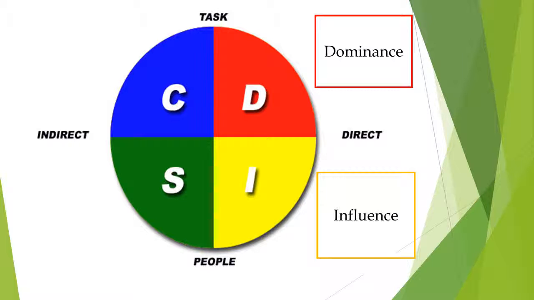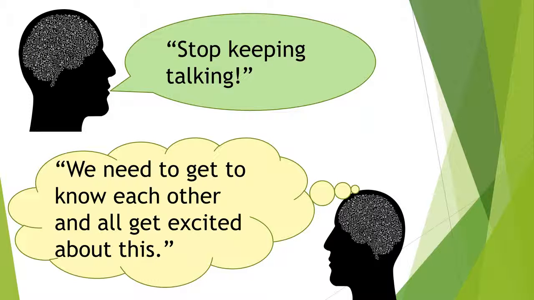To connect well with someone with a primary I style, give them opportunities to express their opinions, listen to and recognise them for their input. If possible, give them a public forum. Make goals clear and challenge them to produce new ideas on how to achieve those goals, and seek their ideas on how to engage with others. You may want to say to a strong I, "Stop, keep talking." But remember, they may be thinking, we need to get to know each other and all get excited about this.